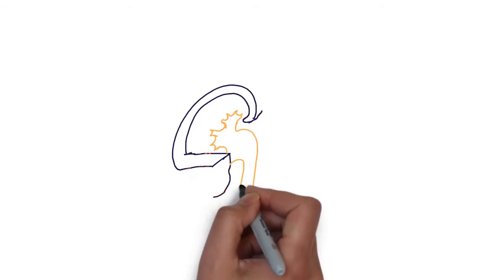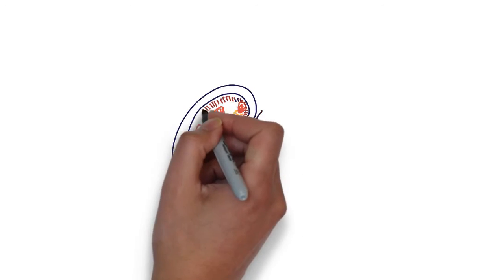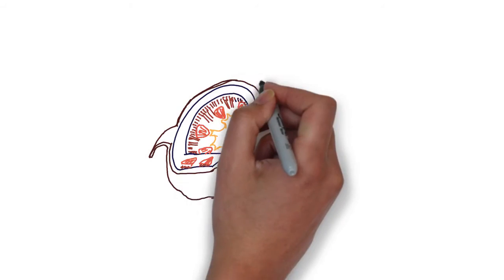Kidney has two capsules. One is called the true capsule, and the other one is, of course, the false capsule. True capsule is also called renal capsule, and the false capsule is called fascia gerota or gerota.